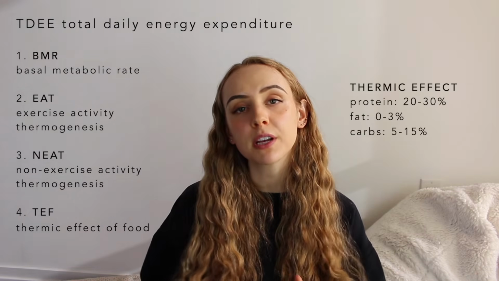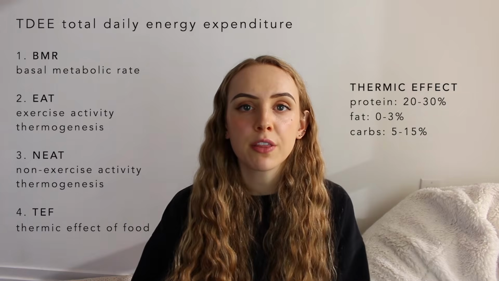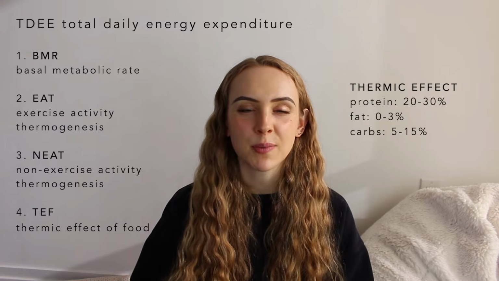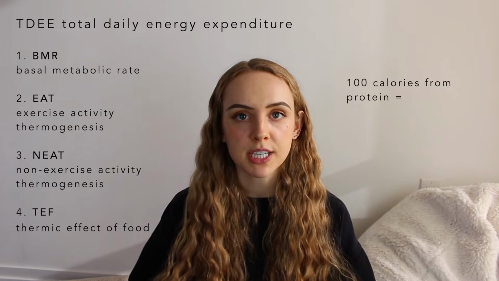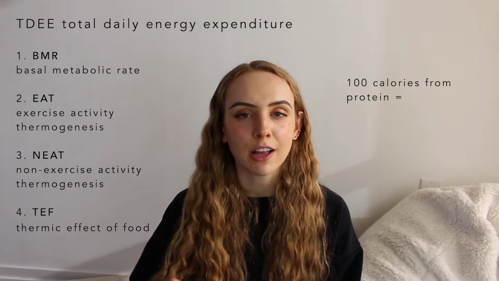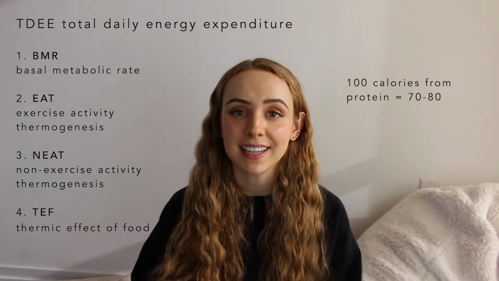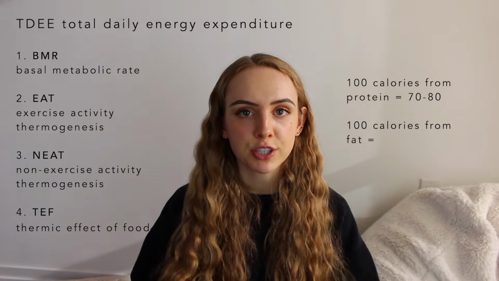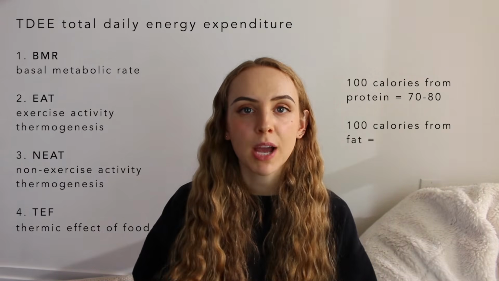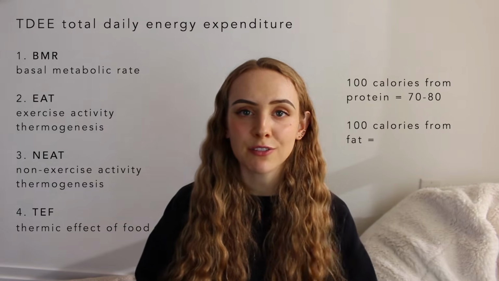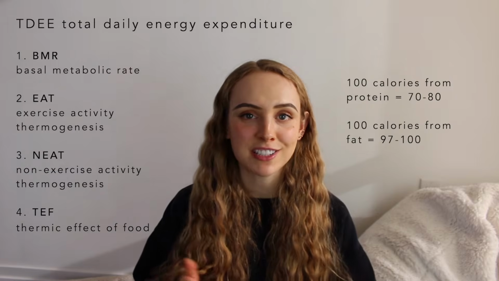For example, the thermic effect of protein is estimated to be around 20 to 30%, while the thermic effect of fat is only estimated to be around 0 to 3%. This means that if you eat 100 calories from protein, you will end up burning 20 to 30 calories simply from digestion and end up with a net balance of 70 to 80 calories. But if those same 100 calories come from fat, you'll only end up burning up to 3 calories from digestion and will therefore end up with a net balance of 97 to 100 calories. That's a caloric increase of 17 to 30%.